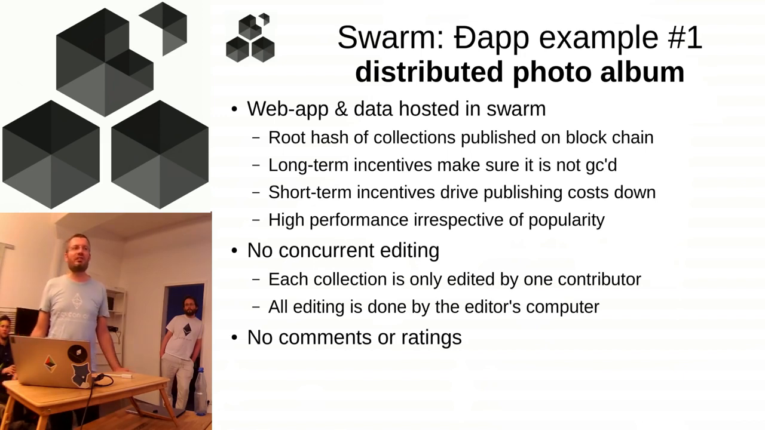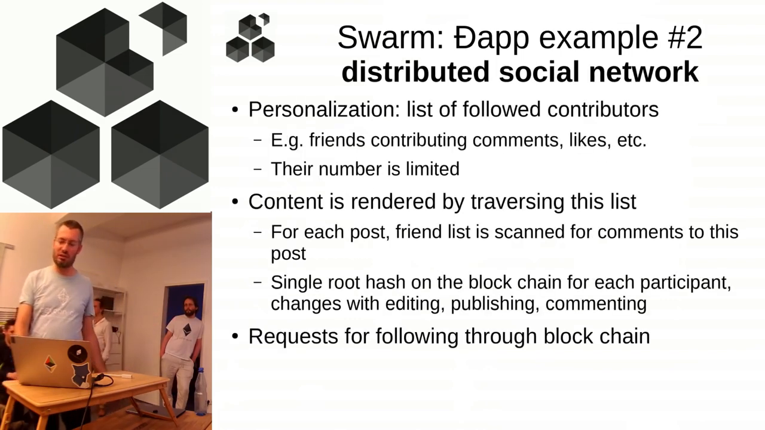The reason this is so easy is because there's no concurrent editing. So all the editing happens by the same person or the same entity, let's say that. And because of that, you don't need to reconcile conflicting edits. And also there are no comments or ratings in this example. So this is a one-to-many broadcast, and that's basically how it works. You can look at the code. It's fairly straightforward.